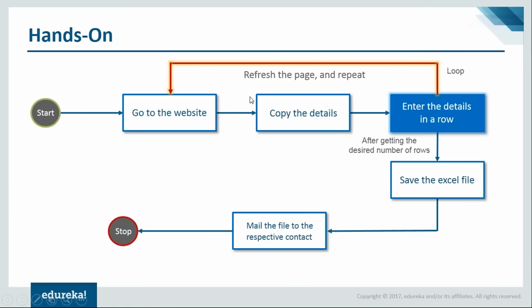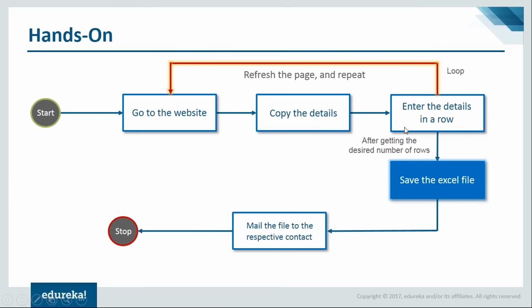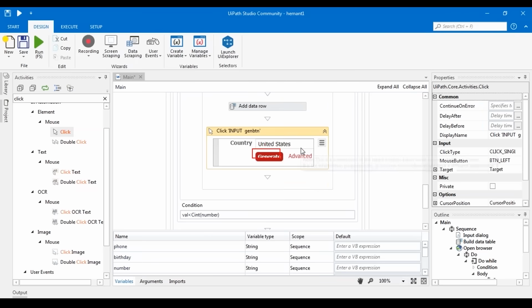So let's see if we have missed out something. It'll go to the website, it'll copy the details, it'll enter the details in a row and repeat it till it reaches the number that we have specified. Once it has reached the number, it will go ahead and save it in the Excel file. So let's see how we will save it in the Excel file.